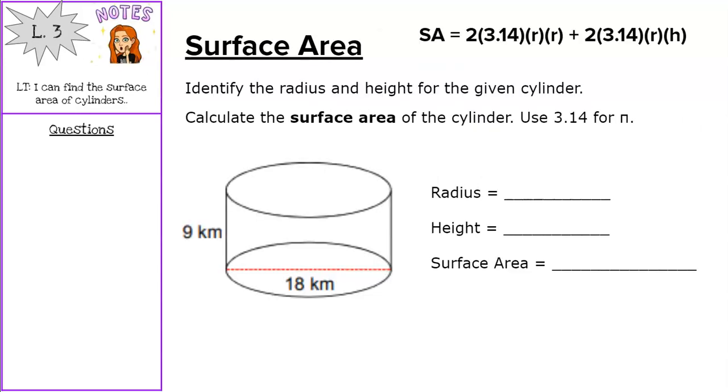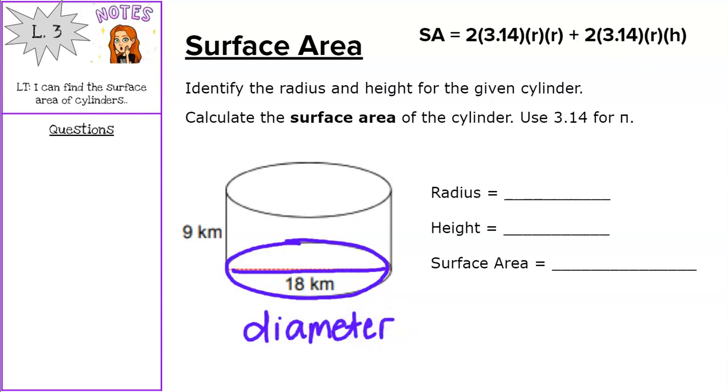So let's practice using that formula. Surface area: identify the radius and height for the given cylinder. Let's just find the radius and find the height. To find the radius, we look at one of the circles, and on the circle we've got 18 kilometers, but because it goes all the way across, that's your diameter. If we're given the diameter, the radius is half of our diameter. So our radius would then be 9.